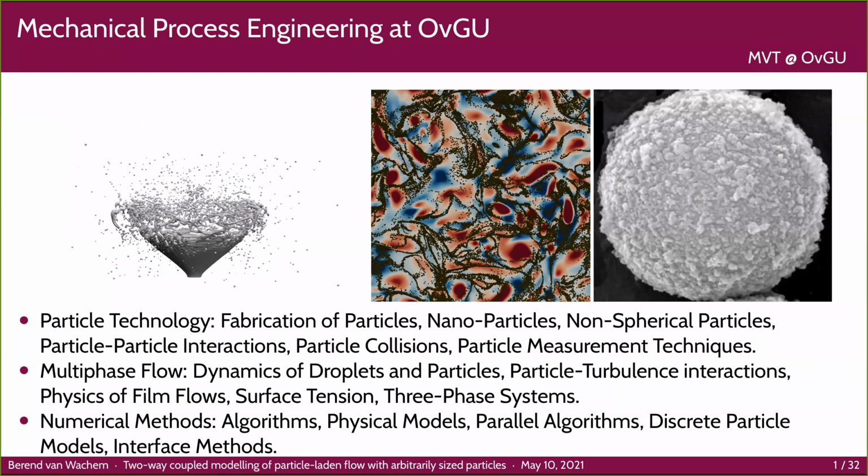So first of all, what we do in mechanical process engineering. When I came here, there was nobody really. At the moment, we have 13 PhD students who work on a variety of topics, ranging from particle technology, so making particles, nanoparticles. We do a lot of things with complicated shapes of particles in flows, but also in heat transfer. We look at how we measure specific particles, so how we measure the adhesion force of a particle.